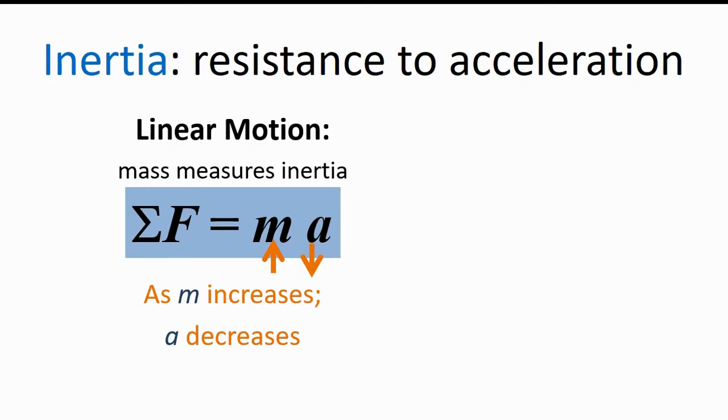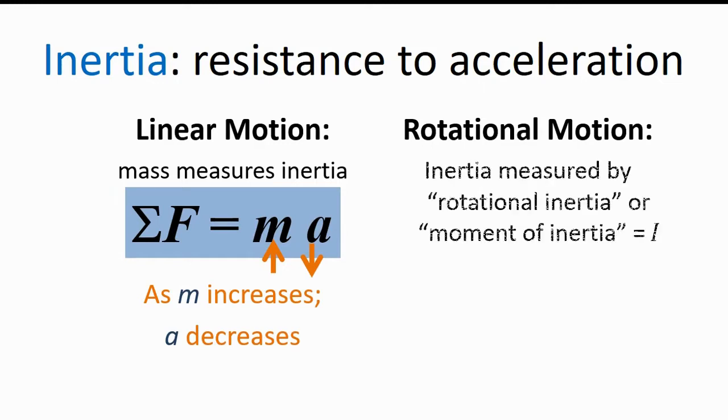We have a similar case for rotational motion, but here the inertia doesn't just depend on mass, so we call it the rotational inertia, or the moment of inertia of an object. And instead of m, we use the variable capital I.